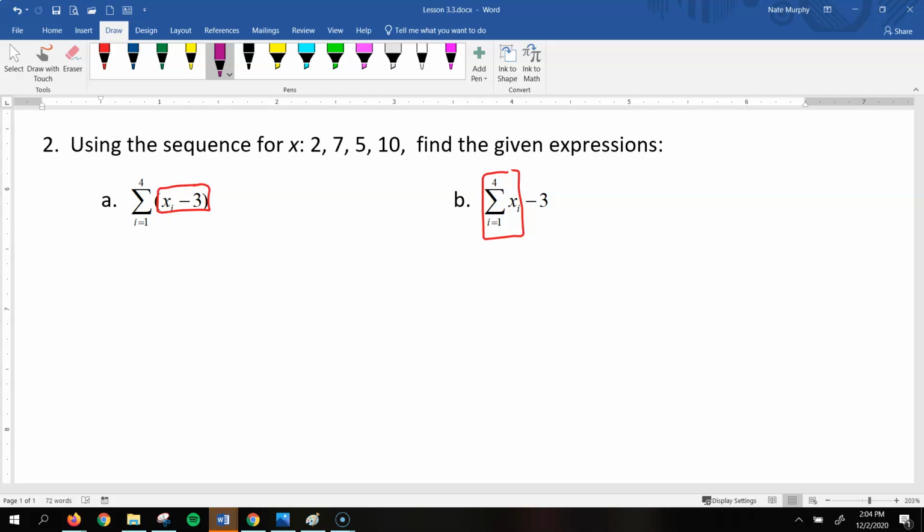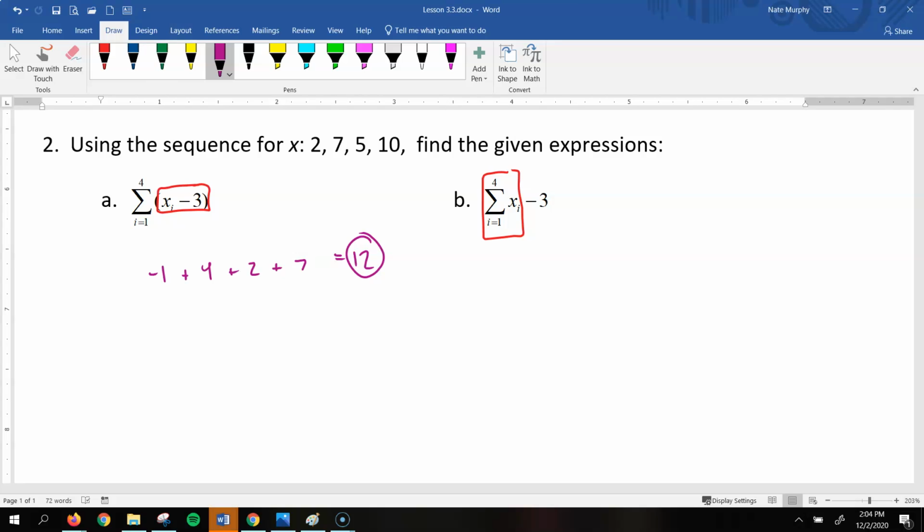If I subtract 3 from each number, I'm going to have -1. 7 minus 3 would be 4. 5 minus 3 would be 2. And 10 minus 3 would be 7. So if I add those all together, I'd end up with 12. So that would be the sum of those 4 numbers after we subtract 3 from each term.